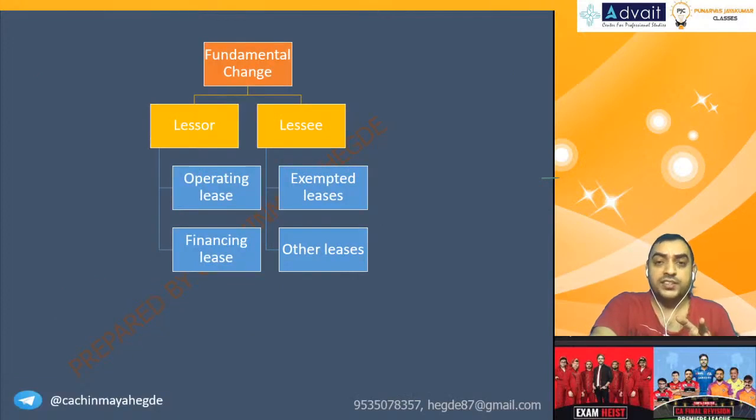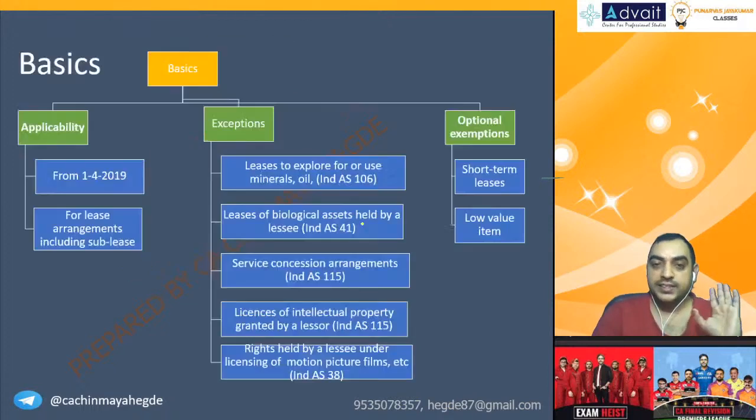Again, on Ind AS 116, my entire regular class, 8 sessions of 3 hours each, that portion I have uploaded on YouTube. Please watch it if you have time, if you want to understand in detail. 8 sessions, 3 hours each, 24, 25 hours I have covered. Anyway, this is only a revision part now. So lessor, operating lease and financial lease continues, but for lessee, no such classification. Exemption is provided, otherwise you have to apply this standard.